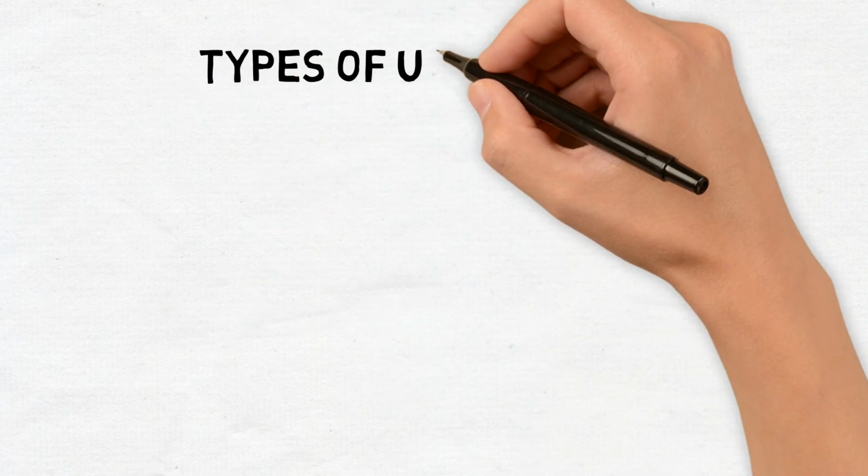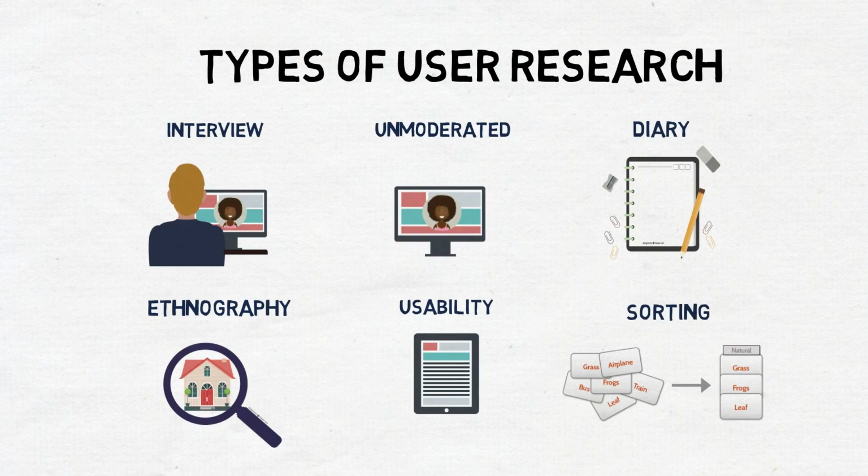There are many types of user research methods. Interviews, where you'll talk one-on-one with participants. Unmoderated sessions, where you'll have the participants record their screen while answering tasks. Diary studies, which is a longitudinal study where participants self-report data throughout a period of time. Ethnography, where researchers observe participants in their natural habitat. Usability testing, which is seeing how easy or difficult something is to use. And card sorting, which allows participants to intuitively categorize information.